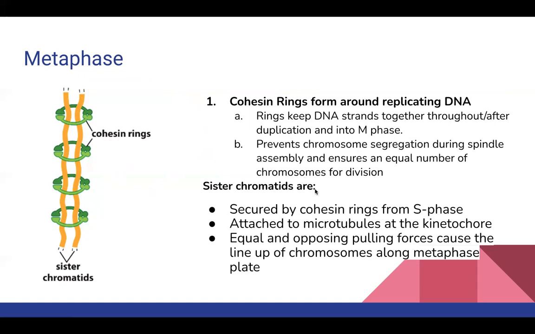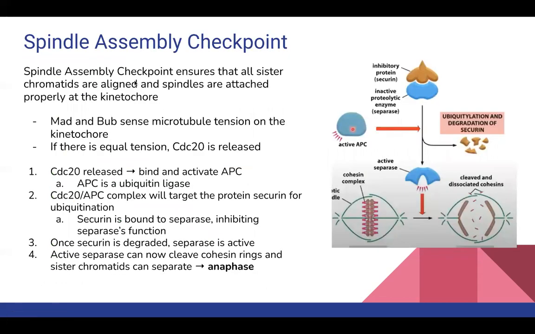So sister chromatids are secured by those cohesin rings. They're also attached to microtubules at the kinetochore, and equal and opposing pulling and pushing forces will cause them to line up in the middle along the metaphase plate to eventually be separated, which is almost next.